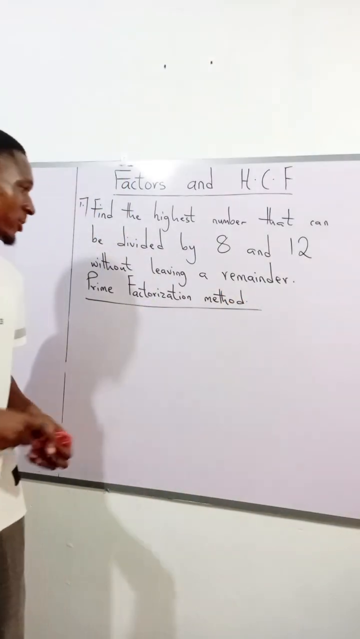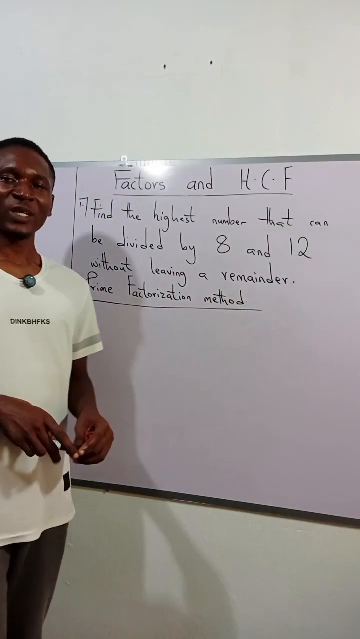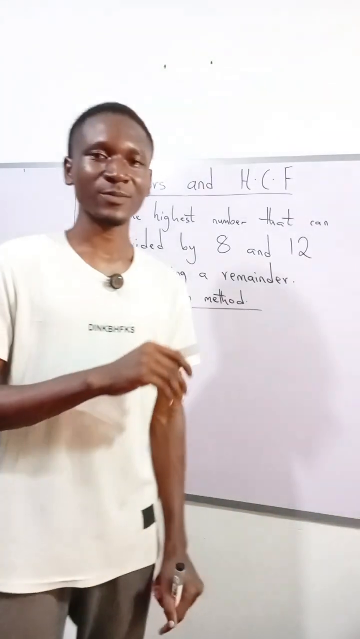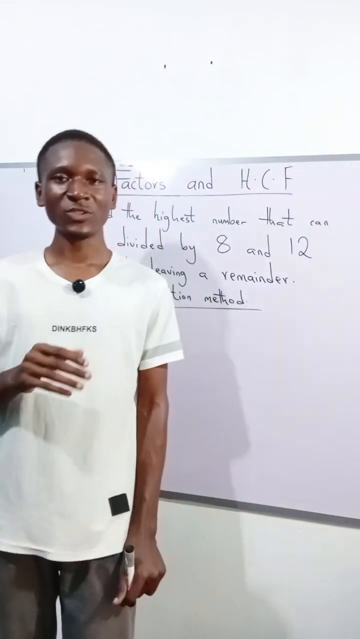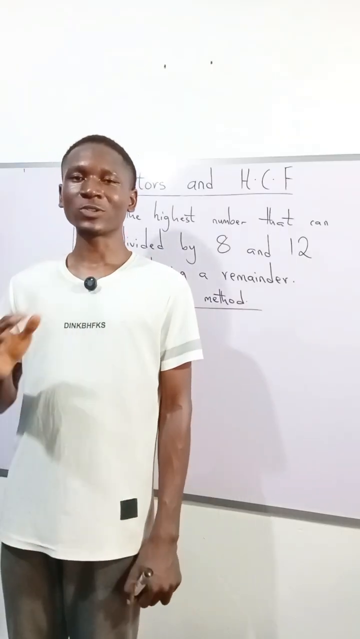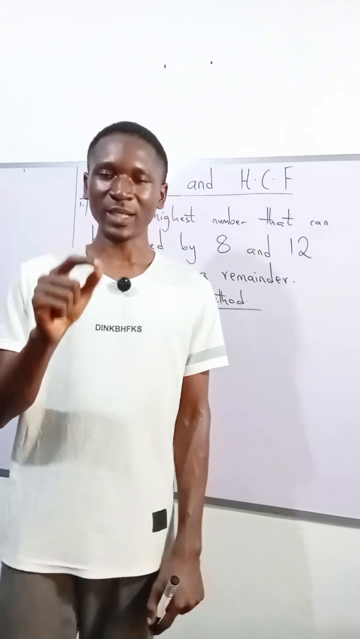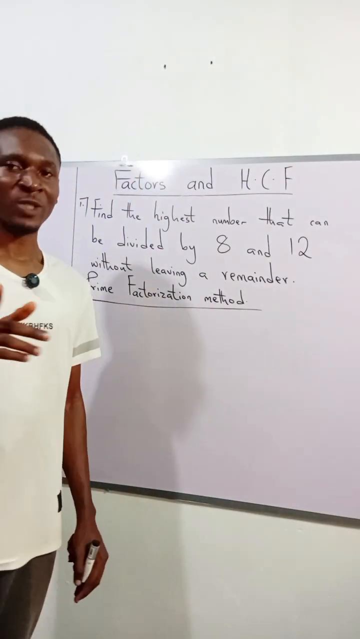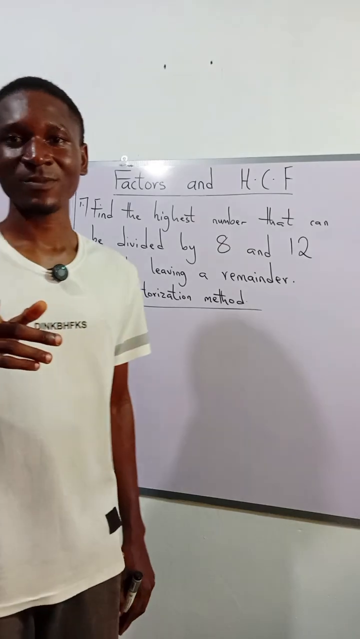Yes, let's now use the prime factorization method. In the prime factorization method, you break down the numbers you are looking for the highest common factors of. You break down those numbers into what? Prime numbers multiplied together. One thing you should know about prime numbers is that they are very, very special numbers.